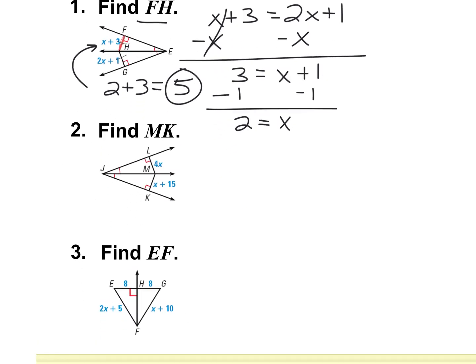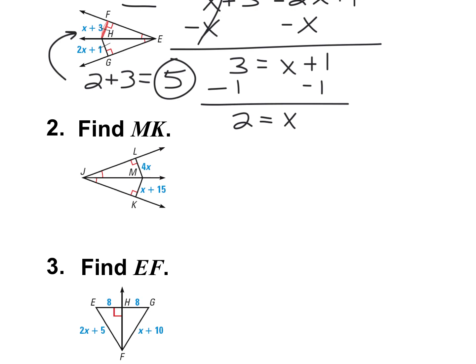Okay, let's look at a couple more. On number 2, it wants to find MK. Where's MK at? Or what stands for MK right now? X plus 15 right here. Okay, so we have to find the value of x. How do we find the value of x? Set them equal to each other.